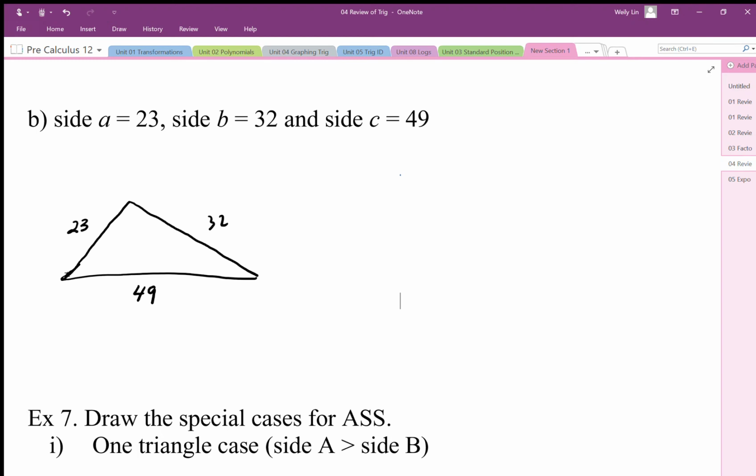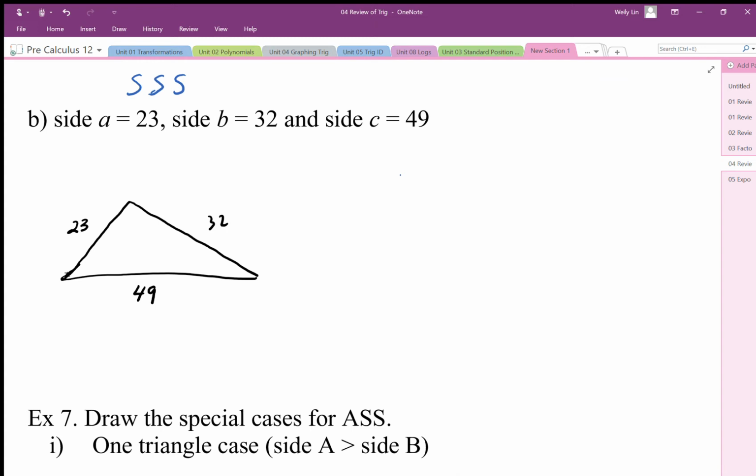So this question here involves a side situation. Okay, so we have all three sides, so we need the angles involved in this question. So this is a situation where we use cosine law.